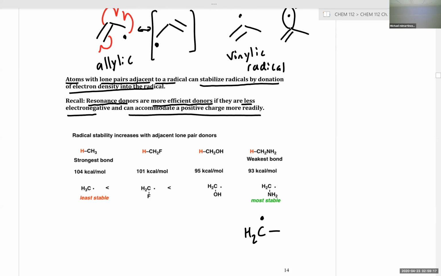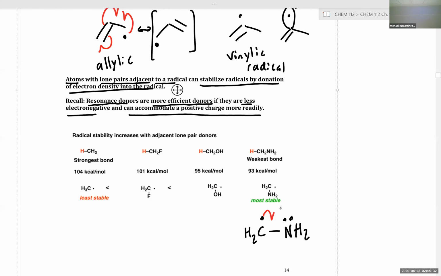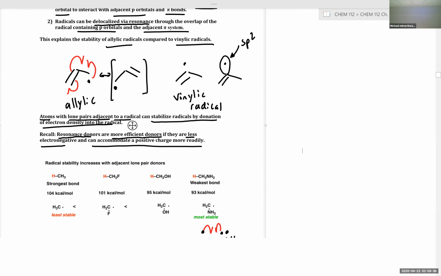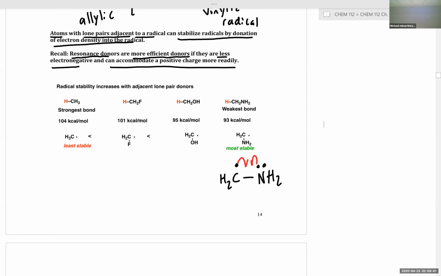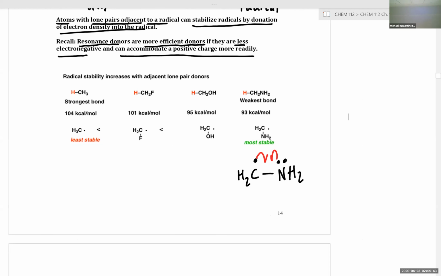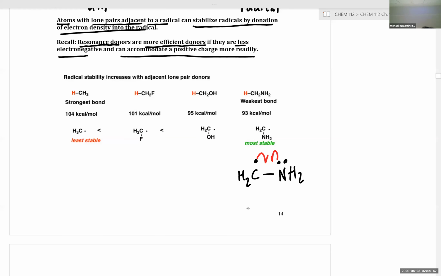Perfect. So let's talk about the idea of substituent effects. If we have an amine adjacent to our radical, this amine can delocalize our radical via donation of electron density. So we can delocalize our radical via resonance, and we can generate a structure that looks something like this.